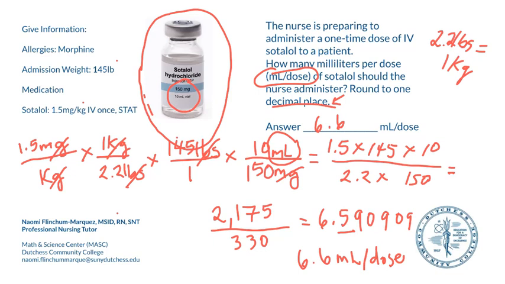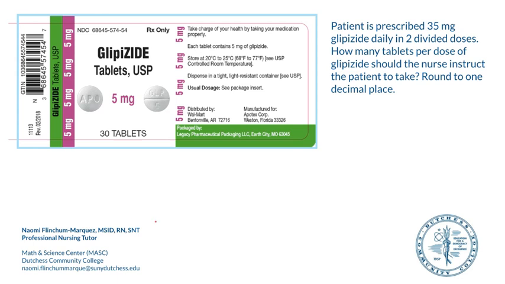Okay, let's do another one. Our patient is prescribed 35 milligrams of glipizide daily in 2 divided doses. How many tablets per dose of glipizide should the nurse instruct the patient to take, round to the nearest decimal place? So again, I come over here to my problem and I circle everything that they give me. 35 milligrams in 2 doses. How many tablets per dose? And then I'm supposed to round to 1 decimal place.